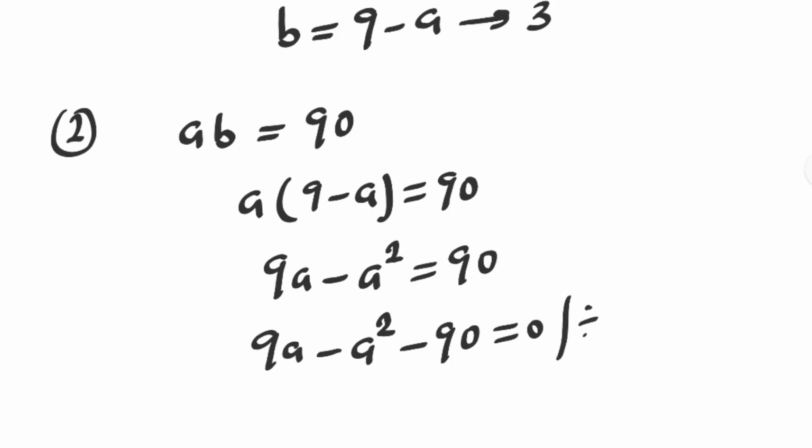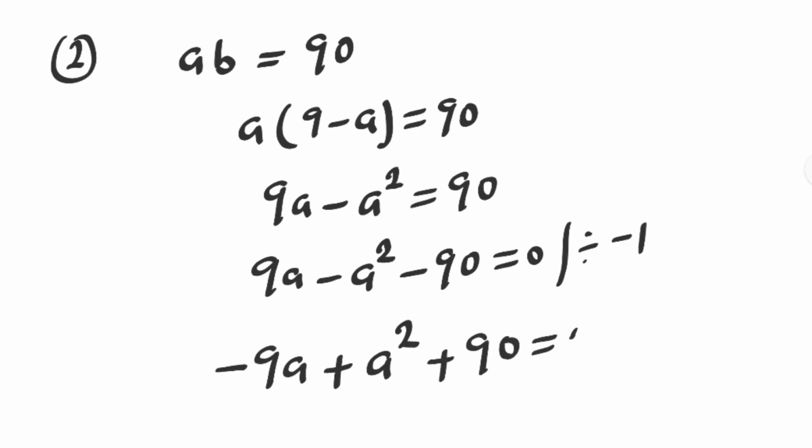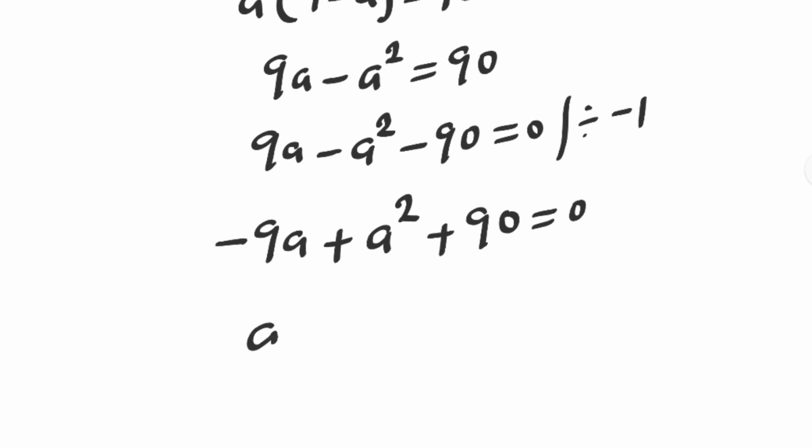Let us divide the whole of this equation by minus 1. 9a divided by minus 1, this is minus 9a. Then minus a square divided by minus 1, this is plus a square, minus 90 divided by minus 1, this is plus 90 is equal to 0. Let us put this equation in standard form. A square minus 9a plus 90 is equal to 0. This is a quadratic equation.